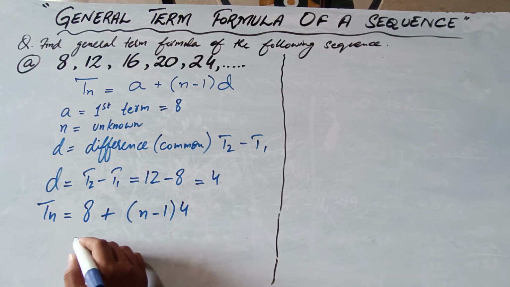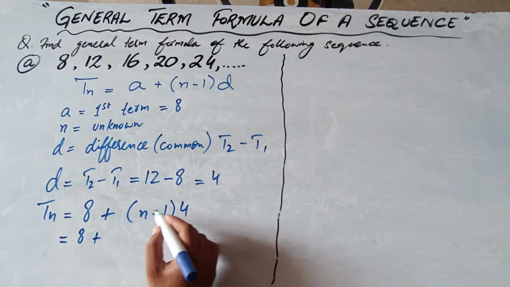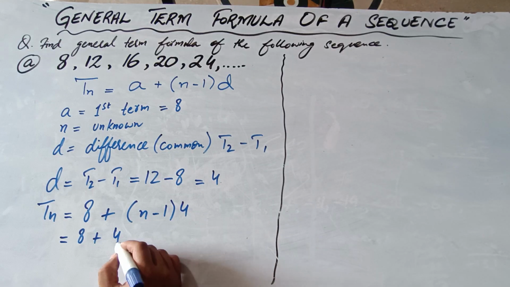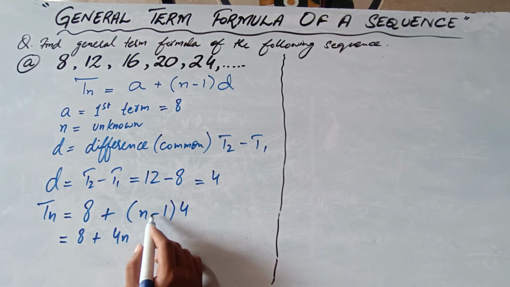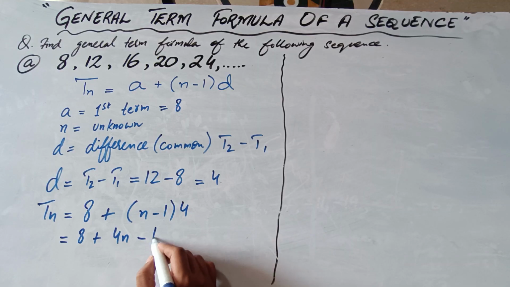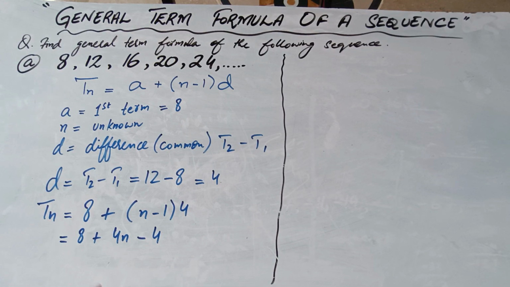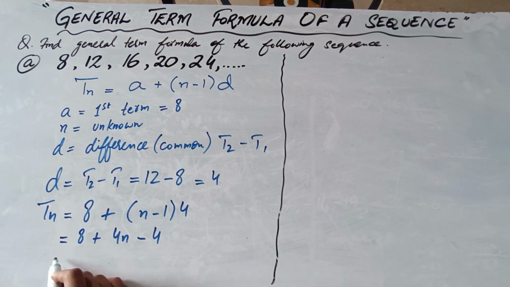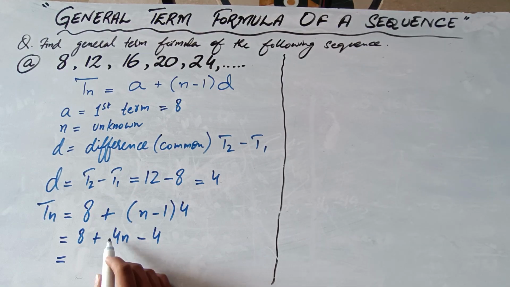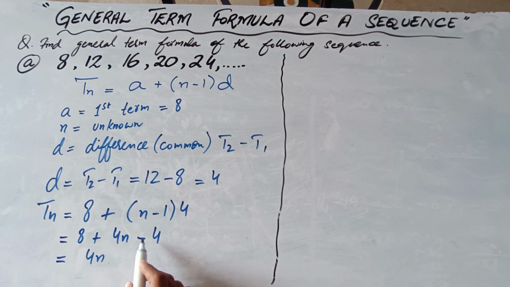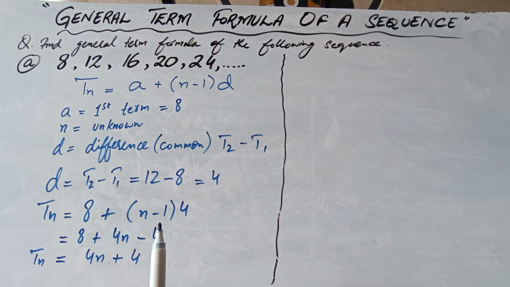Now we will open up this bracket. 8 plus 4 multiplied by n gives you 4n. Now plus minus is minus, 4 ones are 4. Now we will simplify the like terms. These two are the like ones, so after simplification it gives us 4n, plus minus is minus, and the sign will be of the bigger number, 4n plus 4. So this is the general term formula for this particular sequence. So this is the required answer.